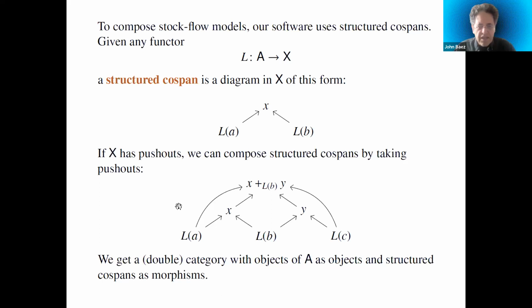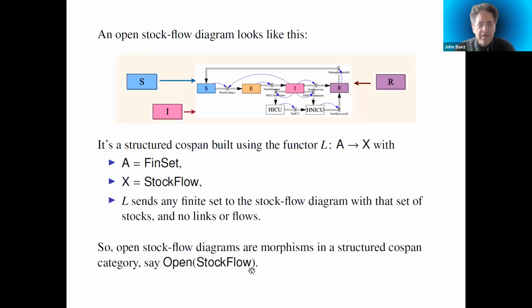Now, if the category X has pushouts, you can compose these cospans in the usual way that you compose cospans, by taking pushouts to get a cospan going all the way from A to C. So if you do this, you get, well, maybe a category with objects of A as the objects and structured cospans as morphisms. Actually, since composition of cospans is associative only up to isomorphism, you get something a little more fancy. You get a double category. We can water it down and turn it into a category, but fundamentally it's a double category.